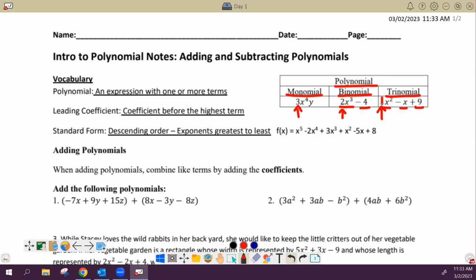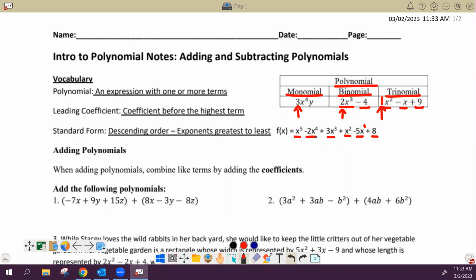Usually when we write our answers, we write them in standard form, which is when you have the highest exponent first. So if you look at this example, the highest exponent here is a 5. And then we have a 4, a 3, a 2, an invisible 1, and then no exponent at all. And you can actually skip some. So for example, if there wasn't even this term here, that's still in standard form, just highest to lowest exponent.